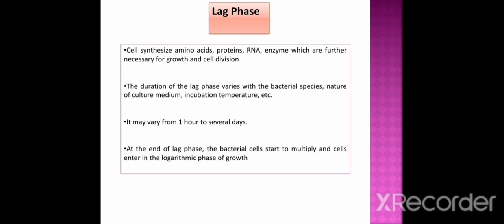During this phase, cells synthesize amino acids, proteins, RNA, enzymes, which are necessary for growth and cell division. So this phase is known as the preparatory phase. During this lag phase, cells synthesize their essential metabolites, nutrients, amino acids for their further growth and cell division. The duration of lag phase varies with bacterial species, nature of the culture medium, incubation temperature, etc. It may vary from 1 hour to several days. At the end of the lag phase, the bacterial cells start to multiply and the cells enter the logarithmic phase of growth.